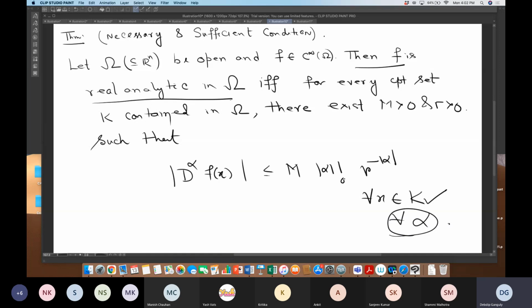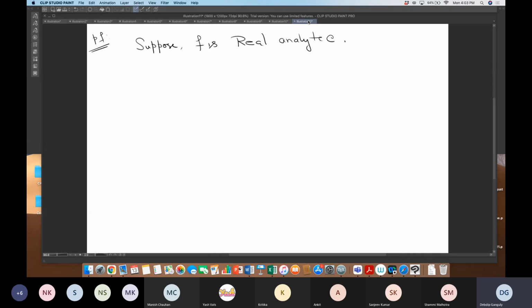Then what we have to show? Then we have to show that for every compact set K contained in omega, there exist M and R positive such that this holds. So we have to show that for every real analytic function, and for every compact set, this condition holds true. Okay, let me show you how it works.